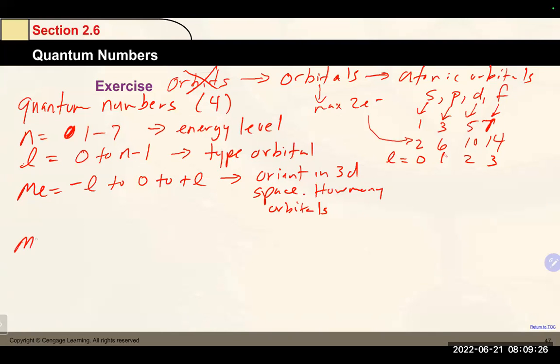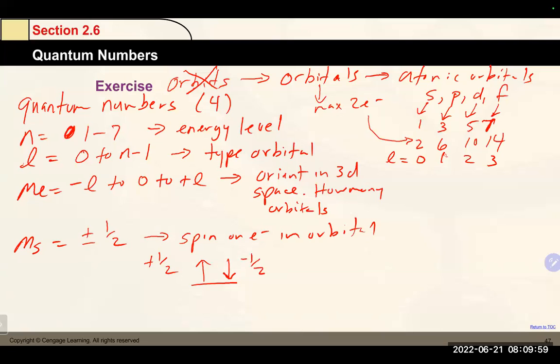m sub s is the spin quantum number, and it has values of plus or minus a half. It's the spin of the electron in an orbital. By notation, if the arrow is heading upwards, that is considered plus 1/2. And if the electron is represented by an arrow going downwards, that is minus 1/2 in terms of the spin quantum number.